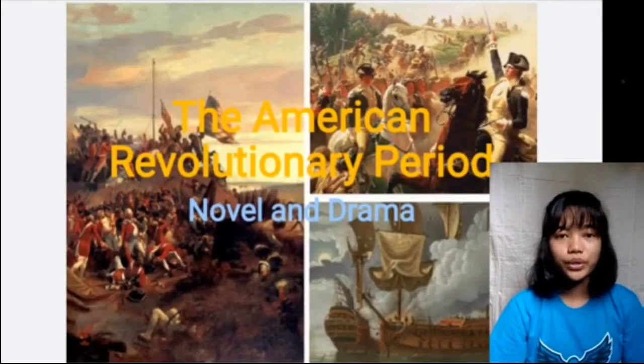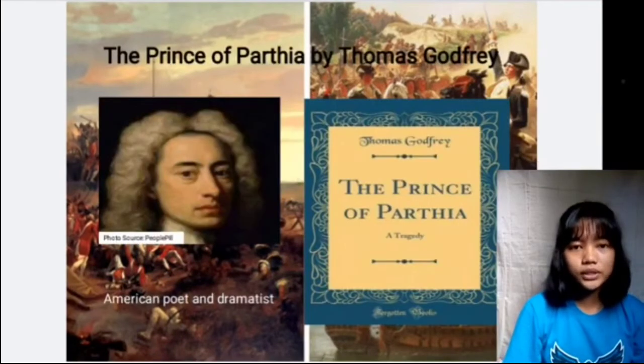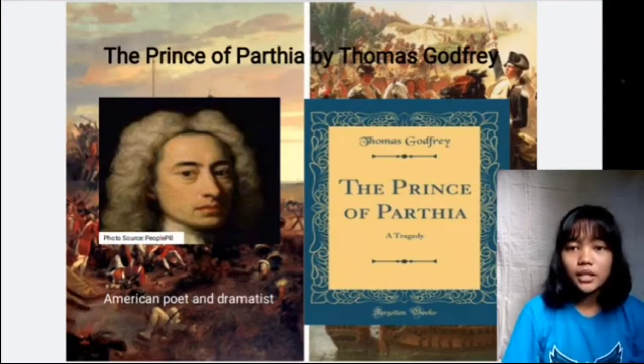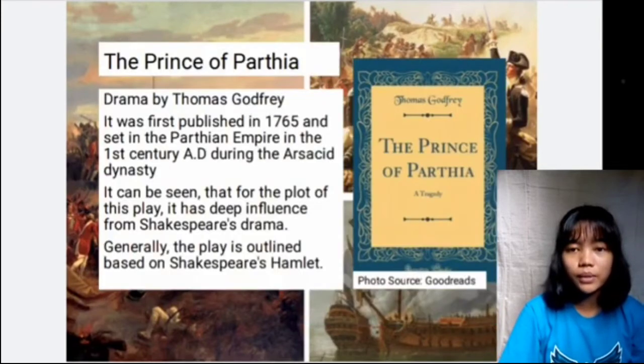At this point of the report, I will be telling you about a novel and a drama from the American Revolutionary period. Let us now proceed to the drama, The Prince of Persia, by Thomas Godfrey. Thomas Godfrey is a poet and dramatist who died at an early age of 26. The Prince of Persia, the work he is best known for, was first published in 1765 and set in the Persian Empire in the 1st century AD during the Arsacid dynasty.